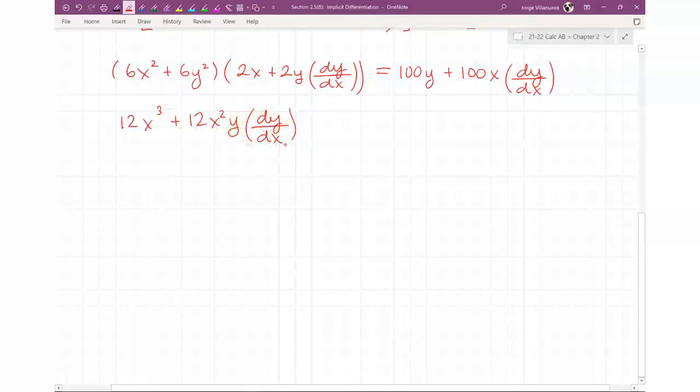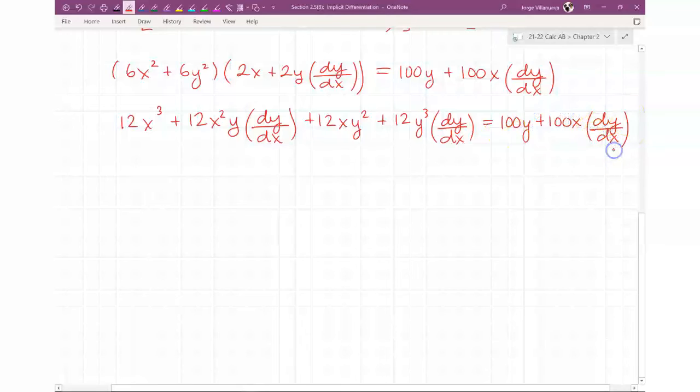Now let's multiply 6y squared times 2x. That's 12xy squared. And then I am going to multiply 6y squared times 2y dy/dx. That's going to be a positive 12y cubed dy/dx, equal to 100y plus 100x dy/dx.